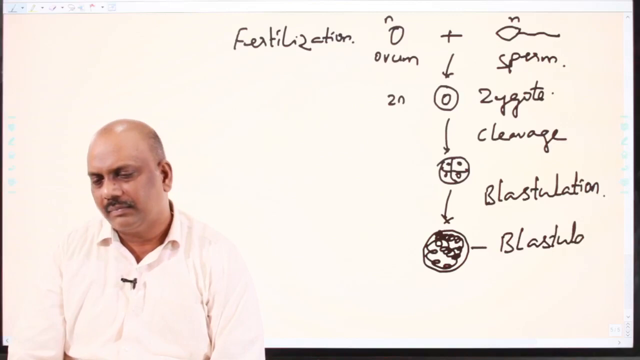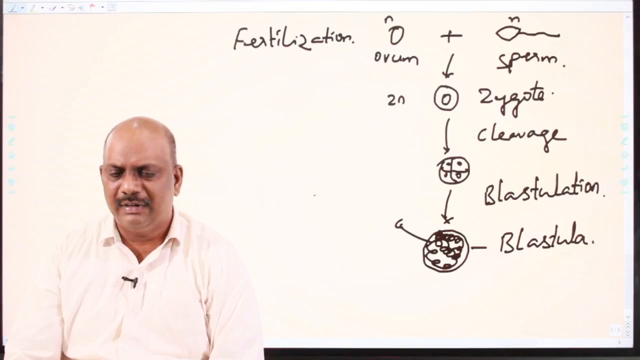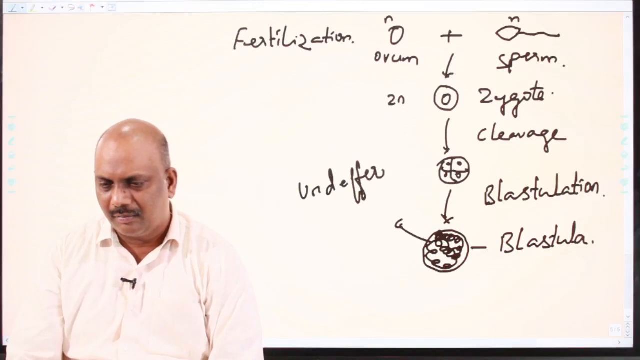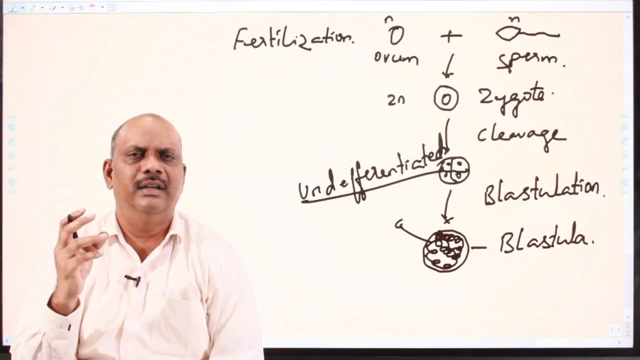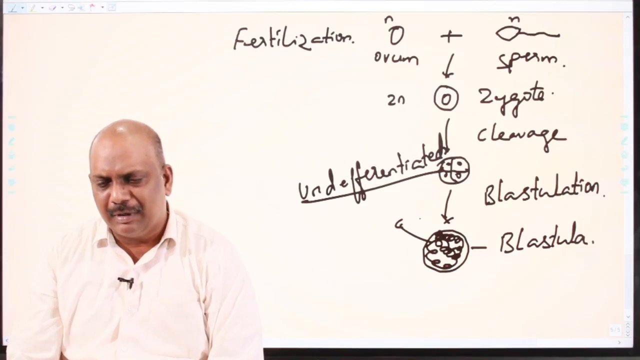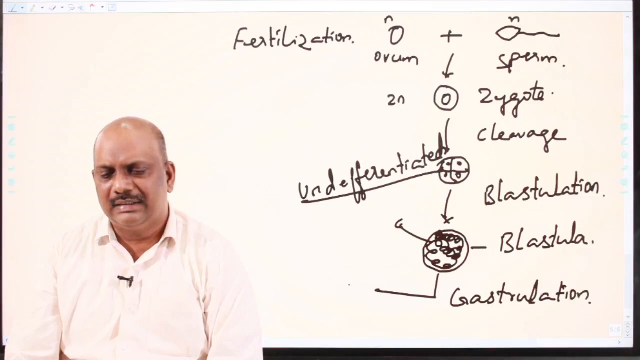Until the stage of blastula, the cells remain in an undifferentiated state. That means all the cells are alike. All the cells perform the same function and have the same structure and function. The next process is gastrulation, where the cells start getting arranged into three germ layers.